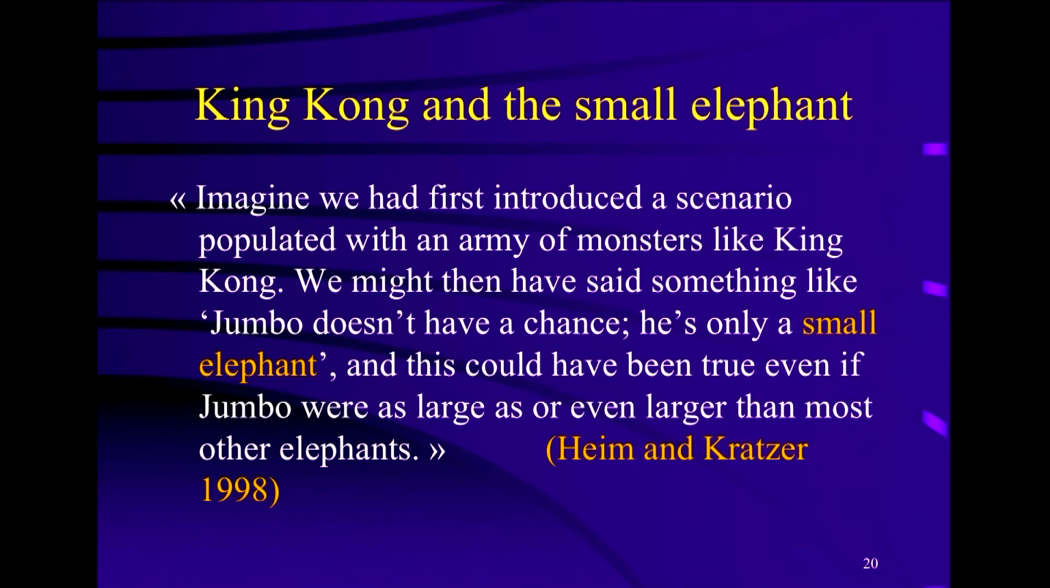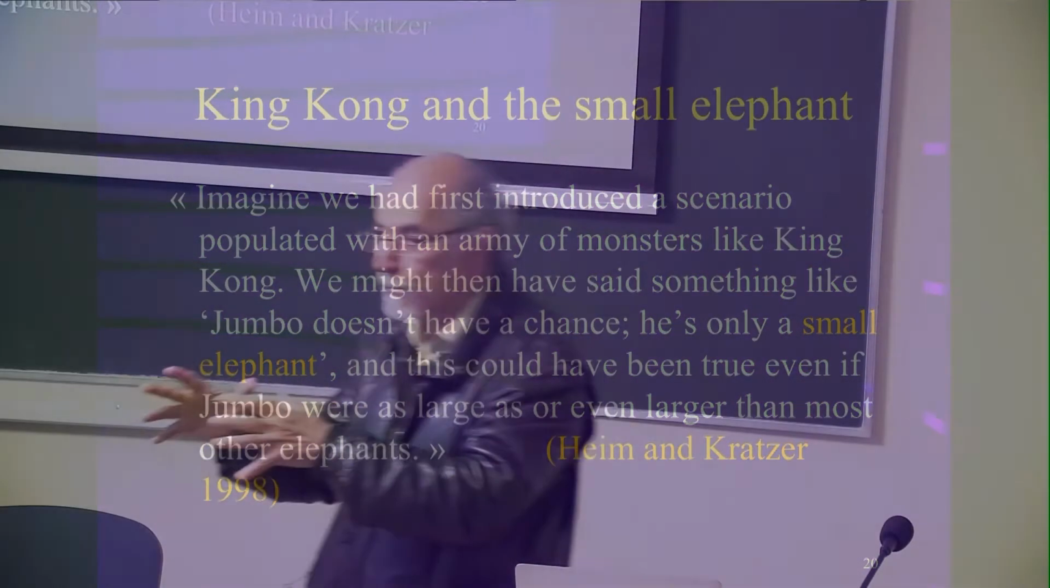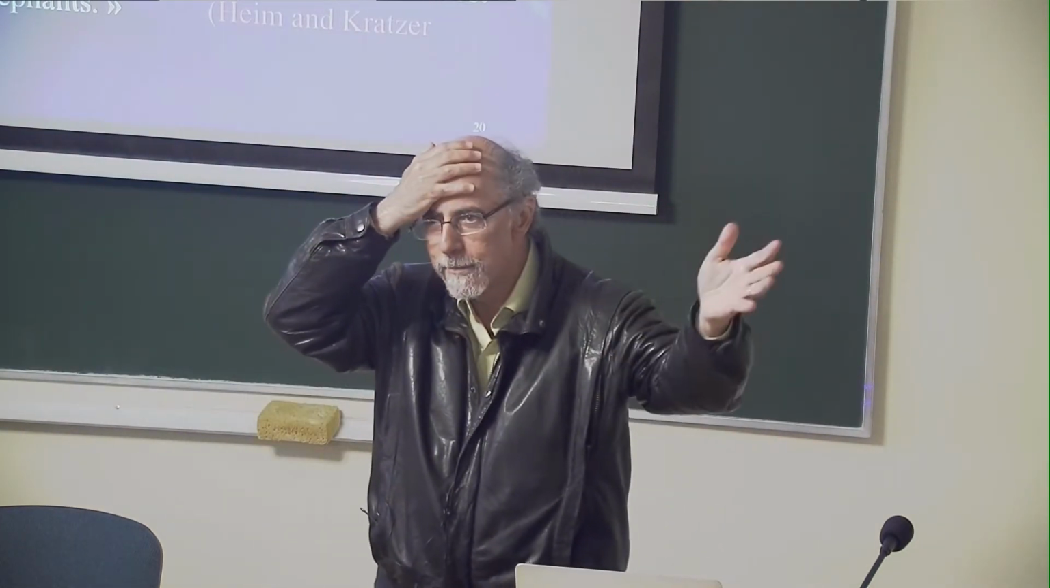So the idea is that there is this elephant Jumbo. He's not small for an elephant. He's a normal elephant, or perhaps even a big elephant. But compared to the other gigantic monsters, I can say things like, he has no chance. He can't fight. He's only a small elephant. And now a small elephant in this context means an elephant that is small for that sort of competition, or compared to that sort of monster, or something like this. So here, small doesn't mean small for an elephant.